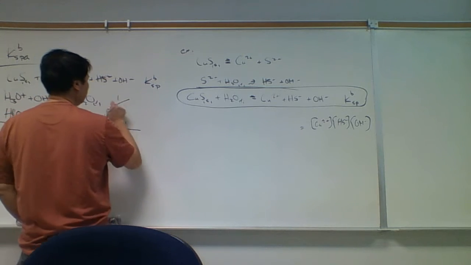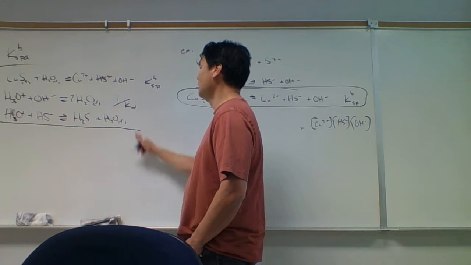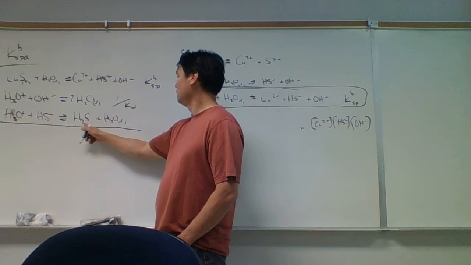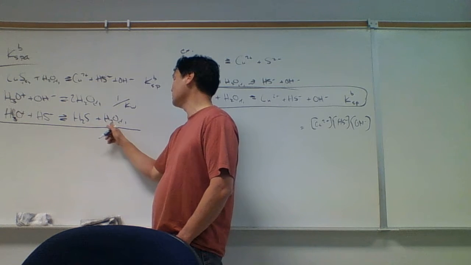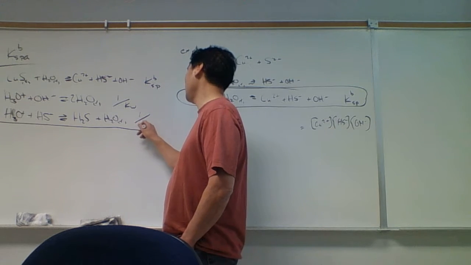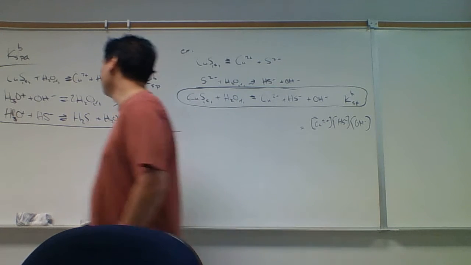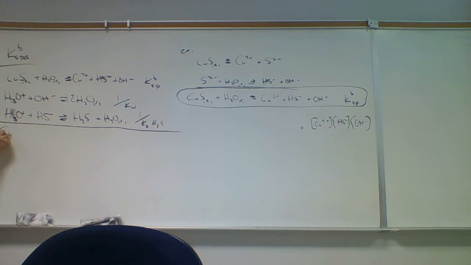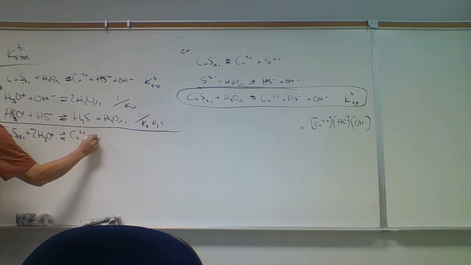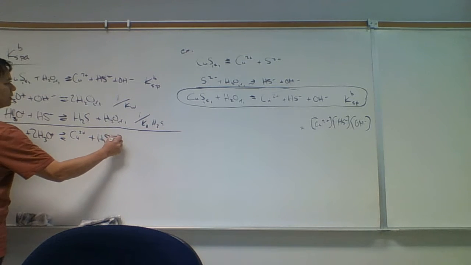Now, if we add these up, this is going to be KSP superscript B. This is going to be 1 over KW. KW is two waters producing hydroxide. This one is going to be, if you look at the reverse equation here, H2S plus H2O. That's acid hydrolysis. So this is 1 over the Ka for H2S. And then just add these three equations up. We're going to get CuS solid plus 2 hydroniums going to Cu2+ plus H2S, plus 2 H2O.